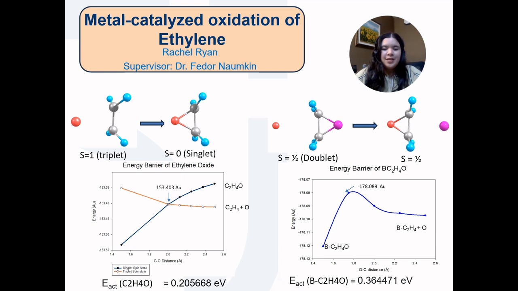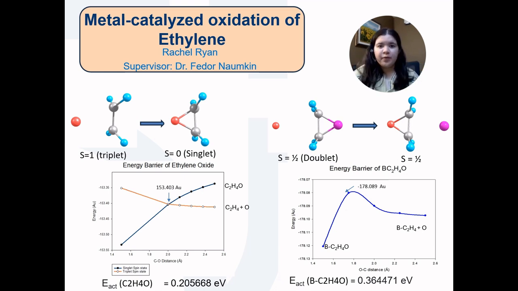We then moved on to adding boron to the reaction. We attached boron to the ethylene, then attached oxygen, and looked for any energy barriers that were forming. If there's no barrier, then no energy is needed for the atom to attach. If there are barriers, then we compare the energy values to our ethylene oxide formation barrier.